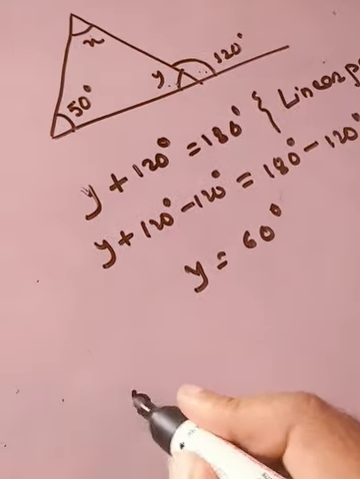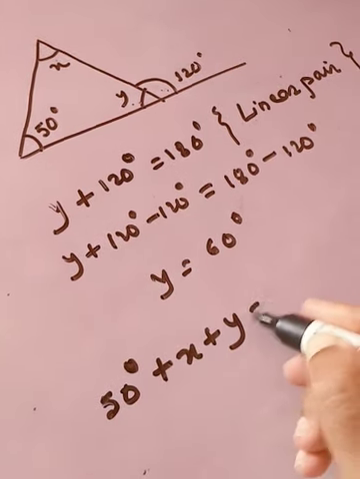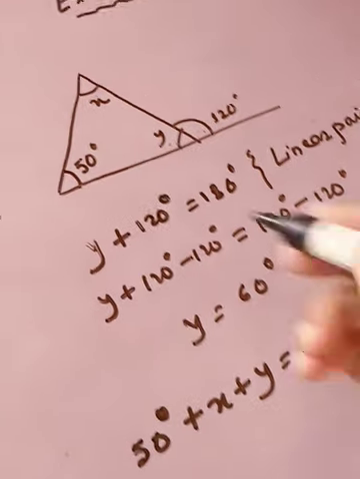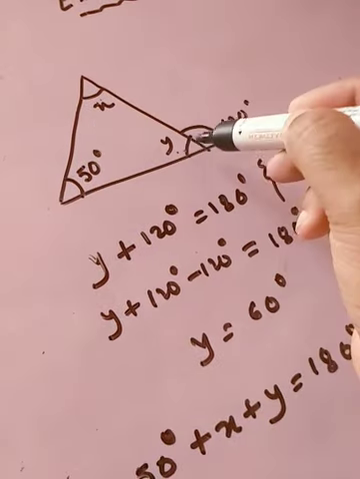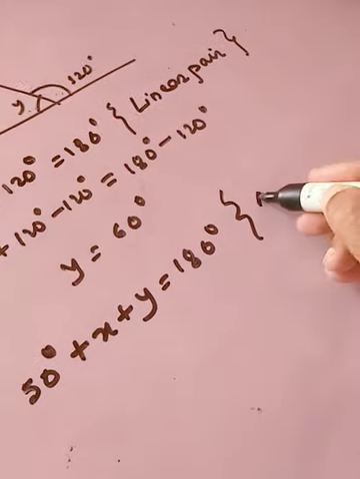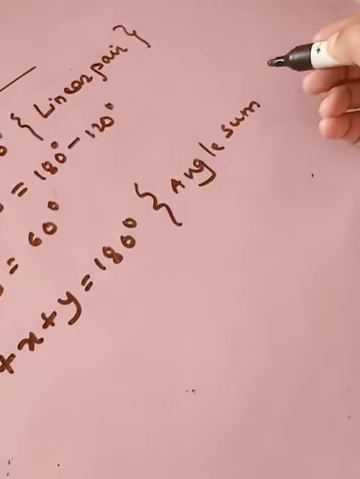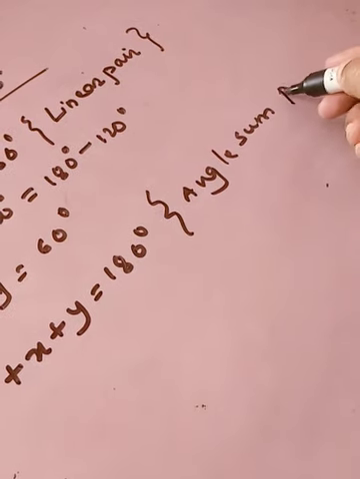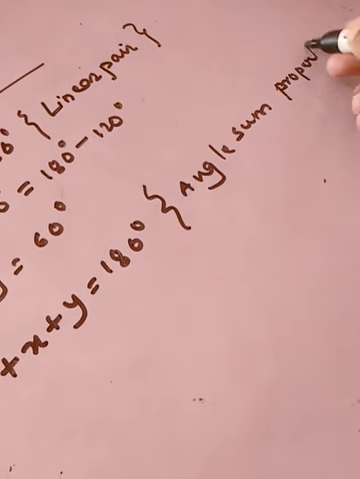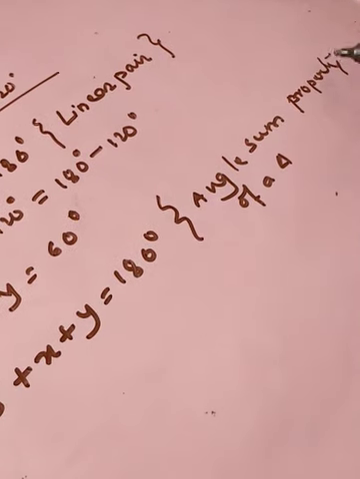How? 50 plus x plus y equals 180 degree, as we know that the sum of all the interior angles of a triangle is equal to 180 degree. You can write it as angle sum property, isn't it? We learned this in question number 1. Angle sum property of a triangle.